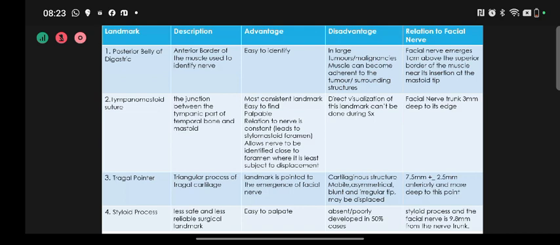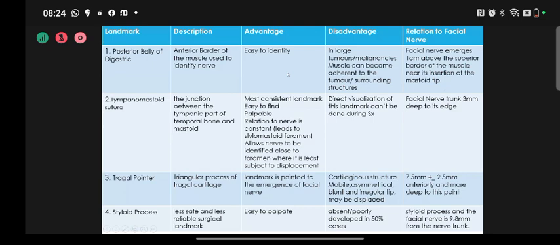The most commonly used landmark at the time of surgery is the posterior belly of digastric. It is the anterior border of the posterior belly of digastric that is used to identify the nerve. The facial nerve emerges 1 centimeter above the superior border of the muscle near the insertion at the mastoid tip. Now, what is the advantage?